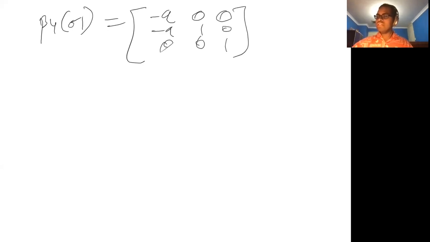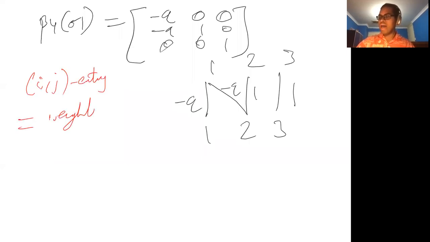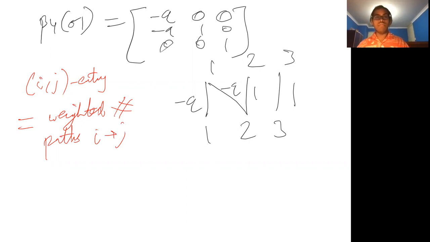We can represent this by a picture. So the picture looks something like this. The picture has these edges and these weights. So I write it as so. What do I mean when I draw this picture? I mean that the ij entry of this Burau matrix is just the weighted number of paths from i to j, going from top to bottom.